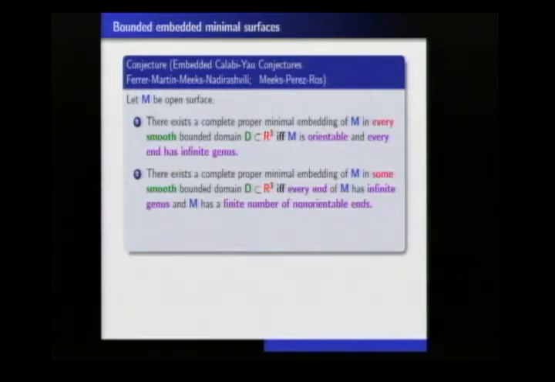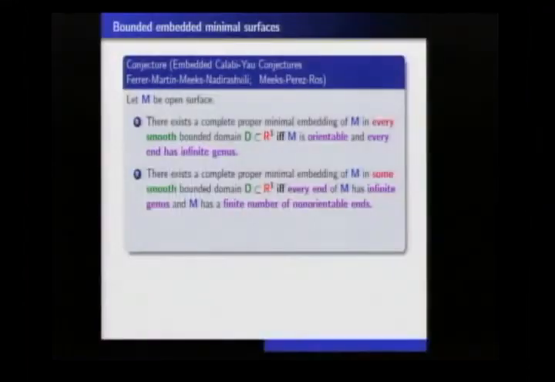So if you take a bounded domain and you have a surface properly embedded in it, which is non-orientable, then it can only have a finite number of non-orientable ends. Non-orientable ends means that every representative of the end is non-orientable. There are surfaces, for example, with an uncountable number of non-orientable ends. So for topological reasons, you cannot put it in a smooth domain in a proper, complete, minimal way. You can't do it in a proper way, forget minimal, okay?